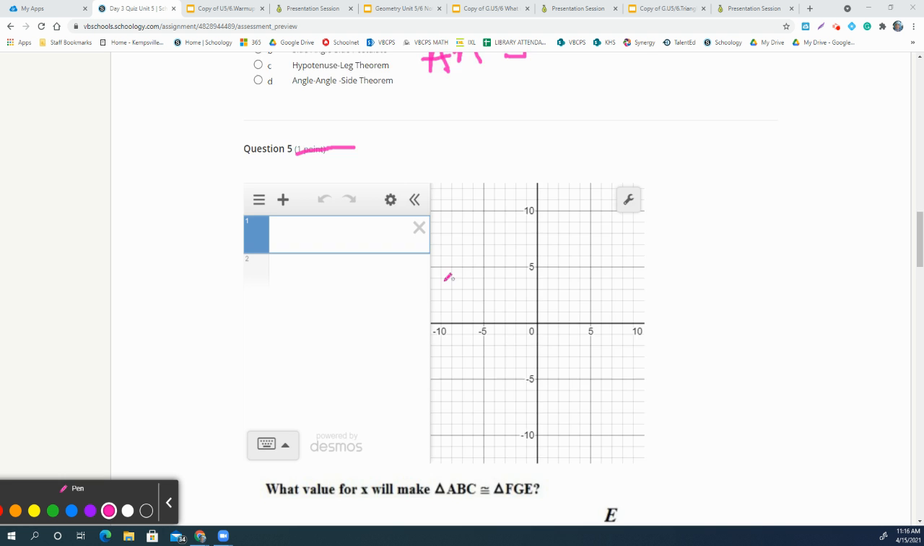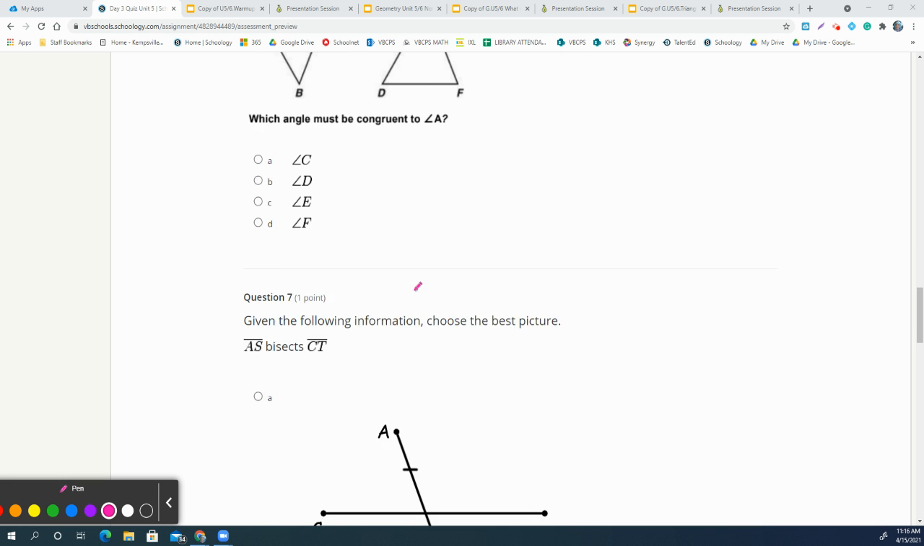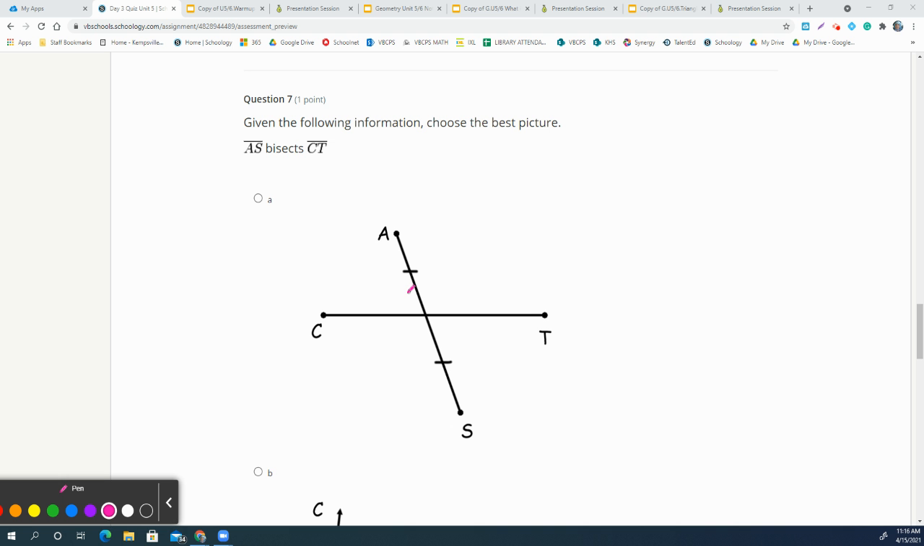Okay. Everything looked good on 5 and on 6. 7 was a little bit of craziness. So AS is your knife. Knives don't get cut, ideally, when you cut something, right? It stays intact. This is not going to be split. And then it cuts CT in half. So C is going to be one piece, and T is going to be the other piece. This shows CT cutting AS in half. AS stays intact, CT gets sliced.